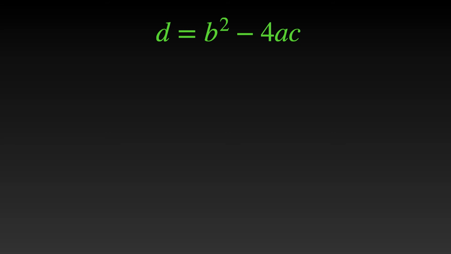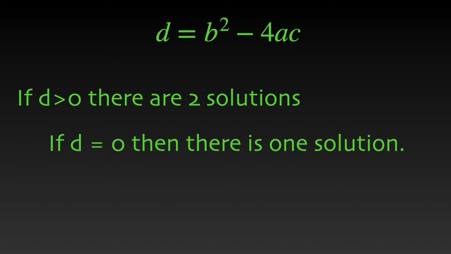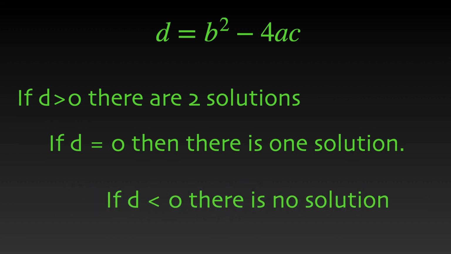All right, this is the discriminant. D for discriminant equals b squared minus 4 times a times c. Write that down. D equals b squared minus 4ac. So now, if D, the discriminant, is greater than 0, there are going to be 2 solutions. If D is exactly 0, then there is 1 solution. And if D, the discriminant, is less than 0, you're going to know that there are no solutions.